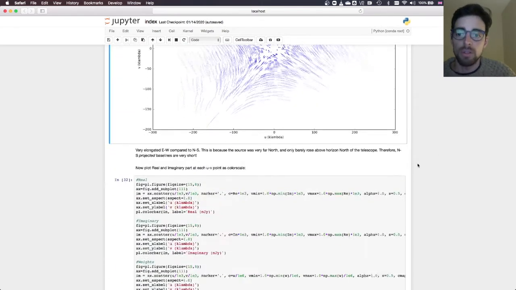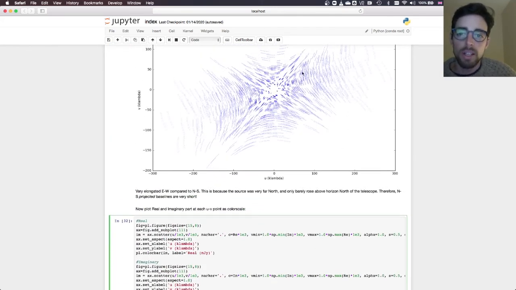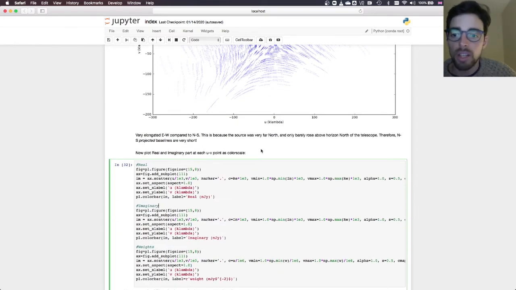Okay, so if we go down, now we're going to plot the. So what I did here was use the same color for all of the baselines. But now I'm going to use a color scale to represent the real and imaginary part and the weight of the visibilities.